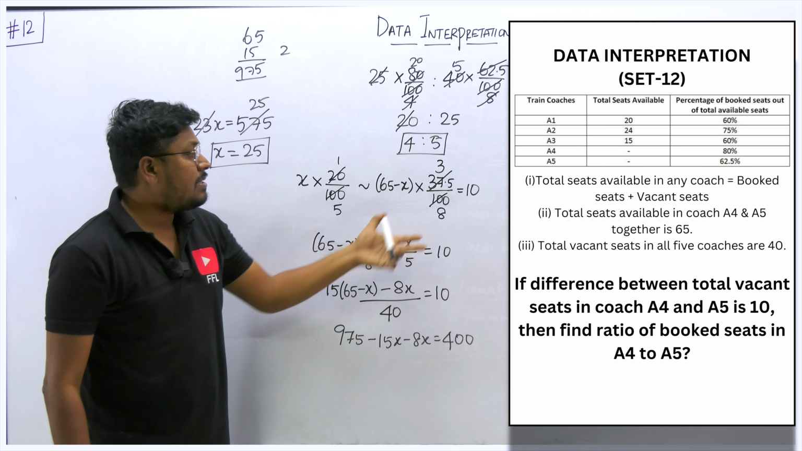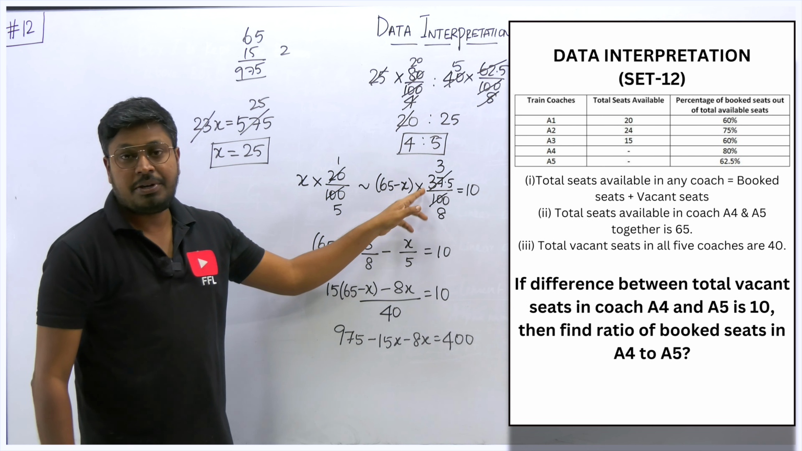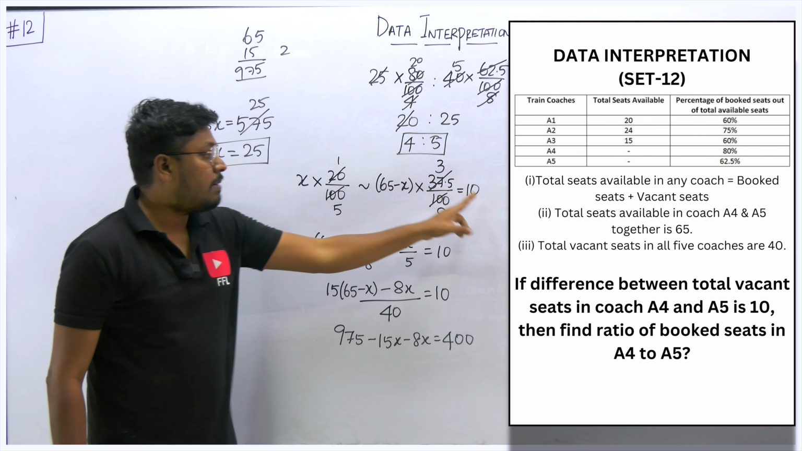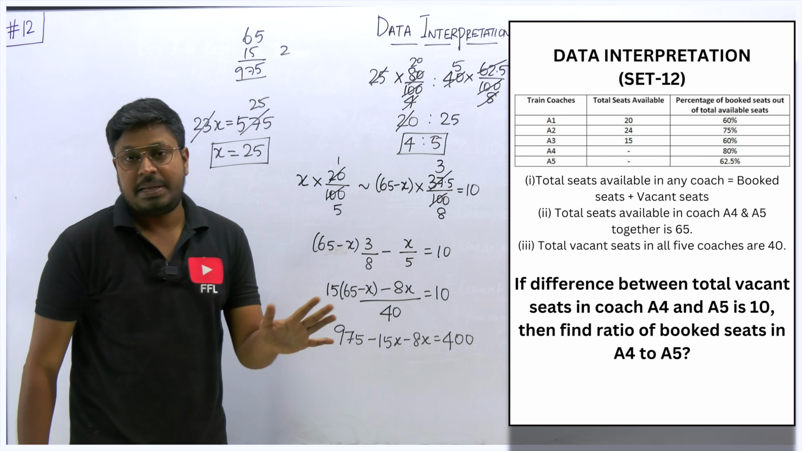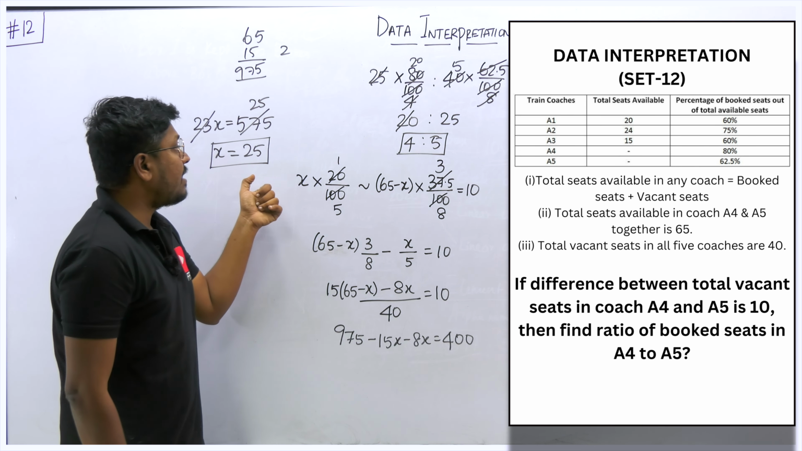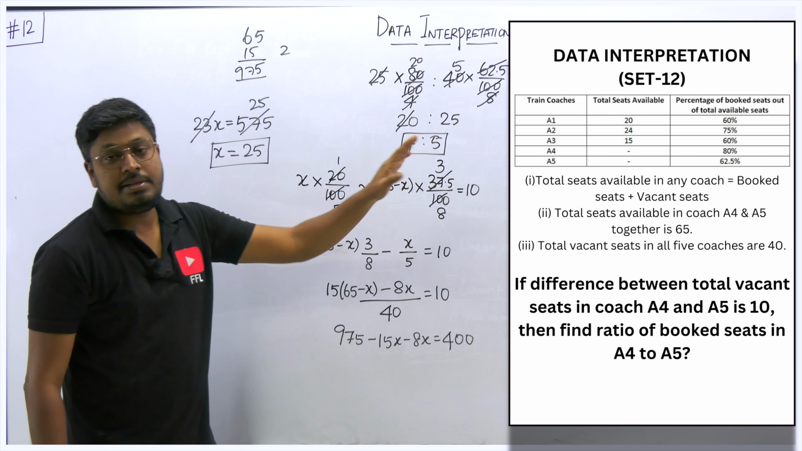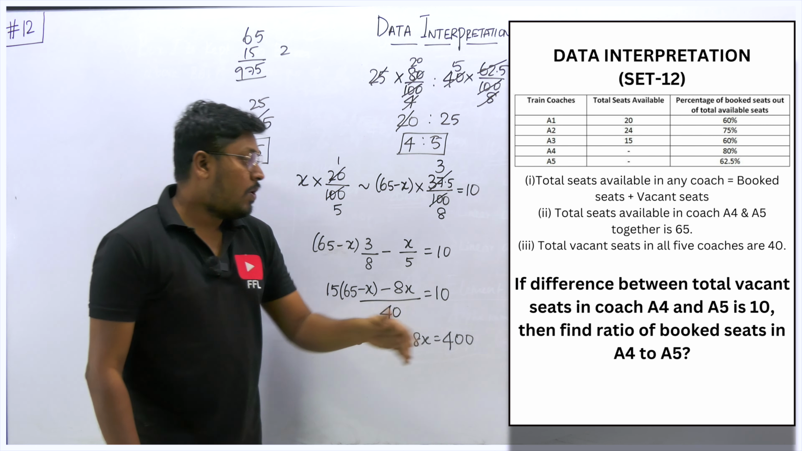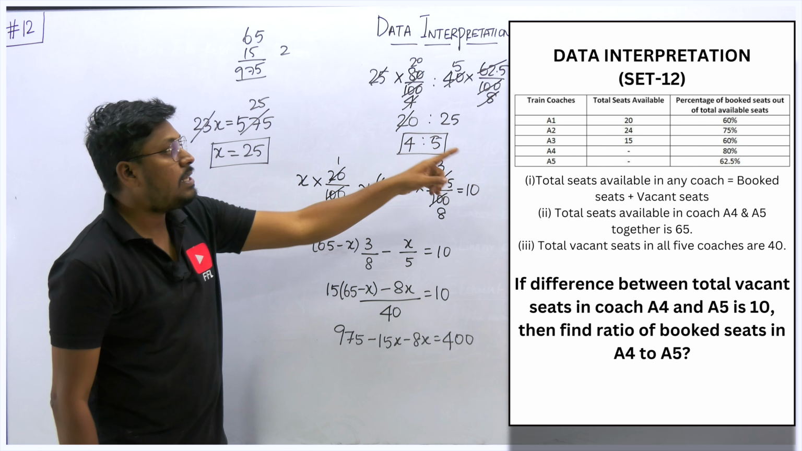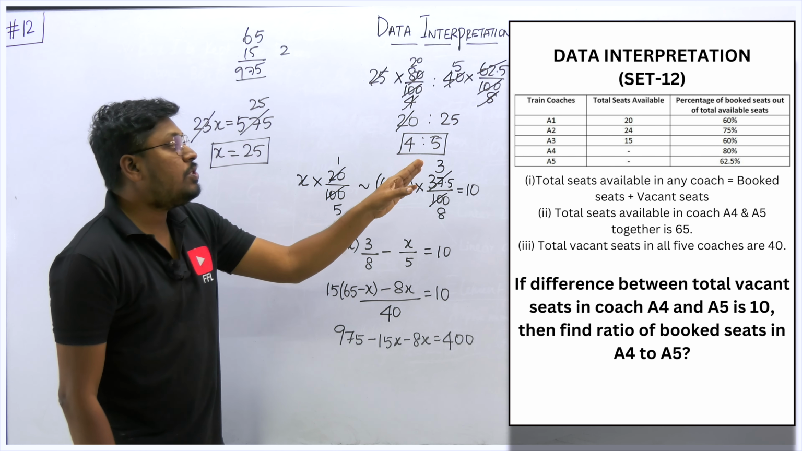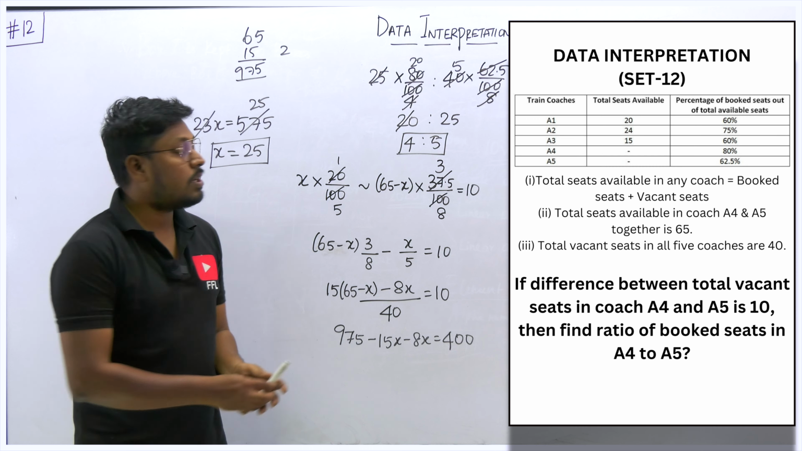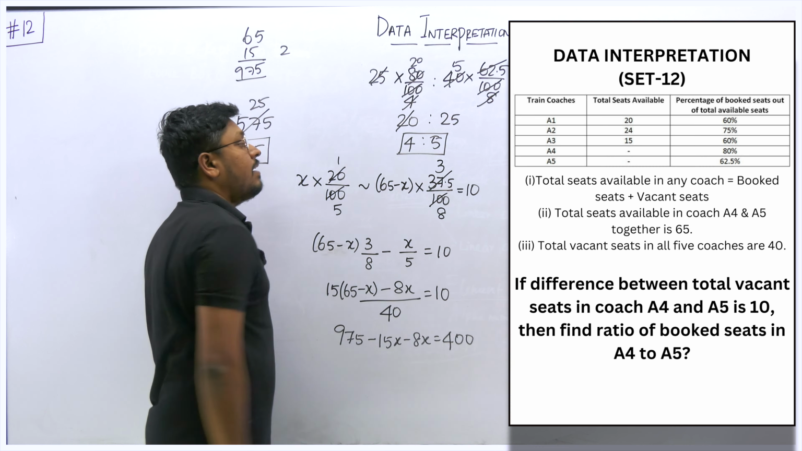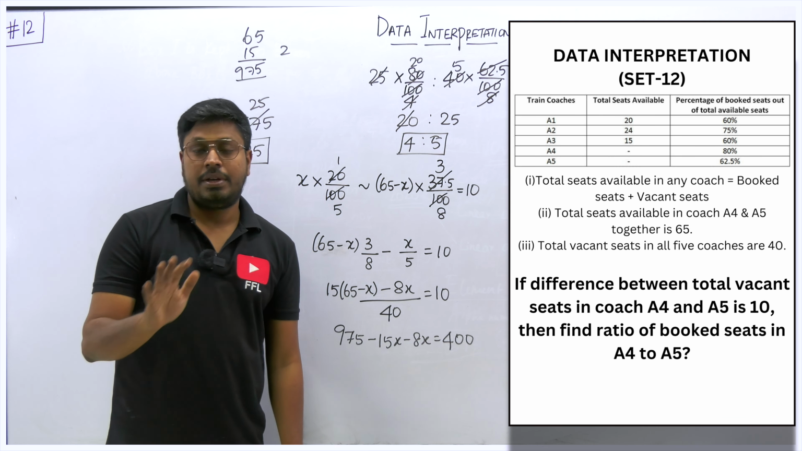Some students don't know how to cancel it by 12.5. It's not an issue, right? Either you can take 100 as common and then you can multiply 100 here. There also you will get the same answer, right? So after finding the x value, we found the total number of available seats of A4 and A5. After finding it, our target is to find the ratio of total booked seat. So 80% of A4 coaches are booked and 62.5% of A5 coaches are booked. So 62.5%, 80%, we have to find the ratio. So final answer for this question will be 4:5.